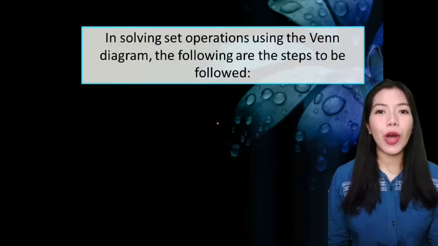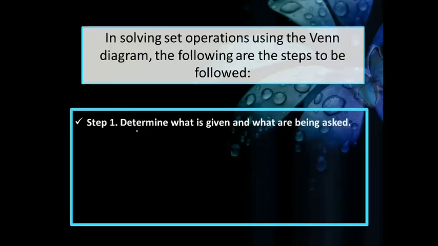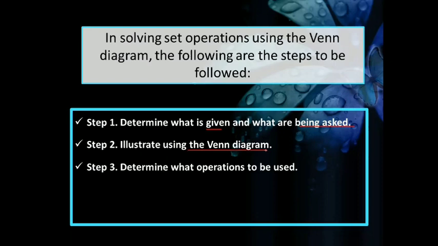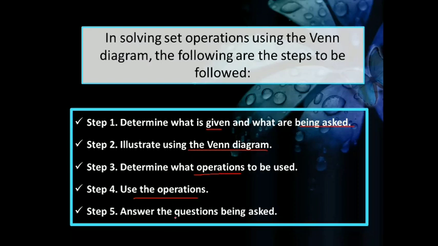In solving set operations using a Venn diagram, these are the steps to be followed. Step 1. Determine what is given and what is being asked. Step 2. Illustrate using a Venn diagram. Step 3. Determine what operations to be used. Step 4. Use these operations. And step 5. Answer the questions being asked. So all in all, there are 5 steps in solving set operations using a Venn diagram.